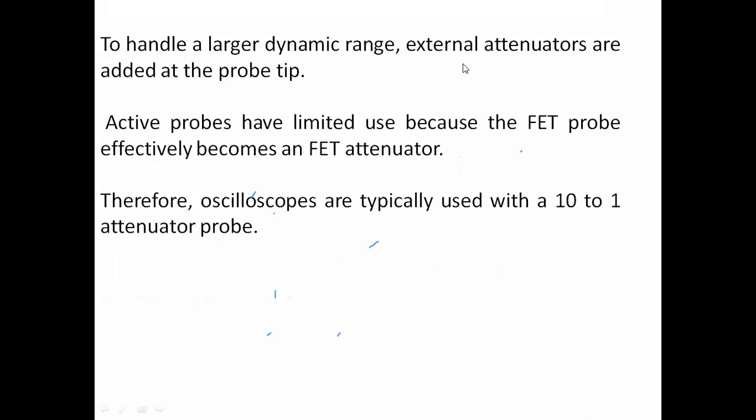To handle a large dynamic range, external attenuators are added to the probe tip. Active probes have limited use because the FET probe effectively becomes an FET attenuator. Therefore, oscilloscopes are typically used with a 10:1 attenuator probe. So in such situations, we go for the 10:1 probe.